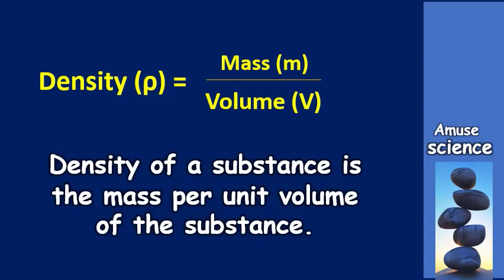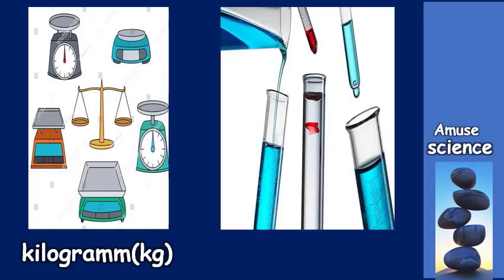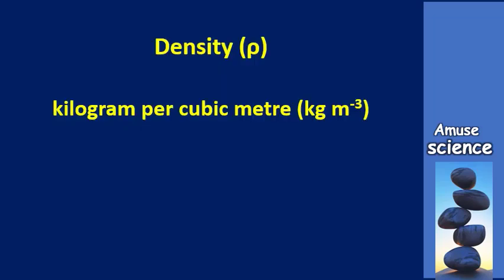Mass is measured in kilograms and volume is measured in cubic meters. And so the SI unit of density is kilogram per cubic meter. Sometimes too we can measure the mass in grams and the volume in cubic centimeters. And so the density of an object can also be measured in gram per cubic centimeter.